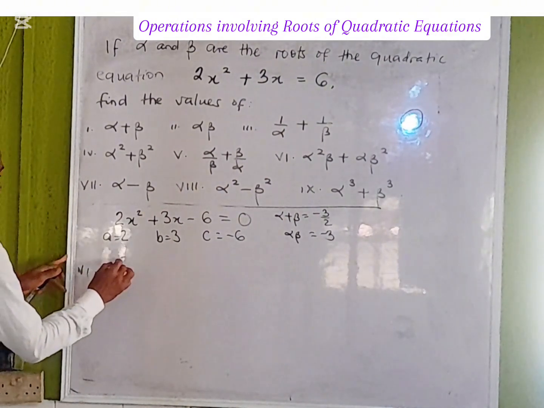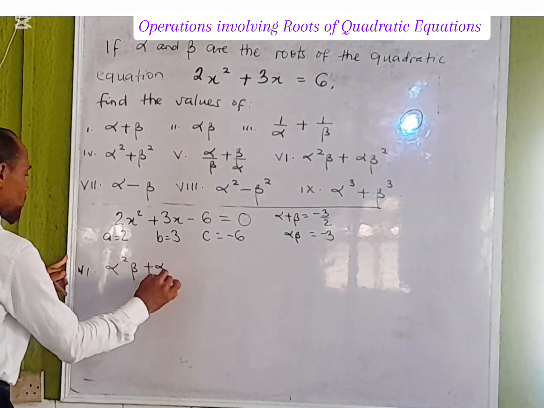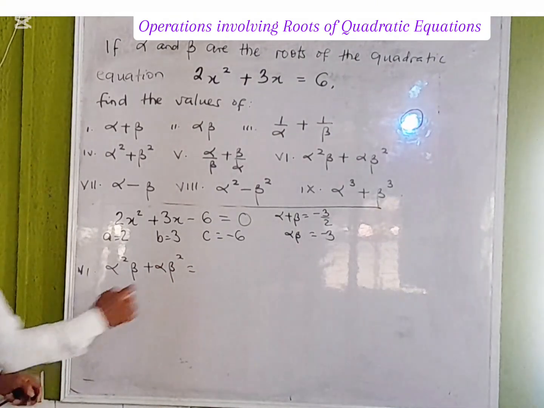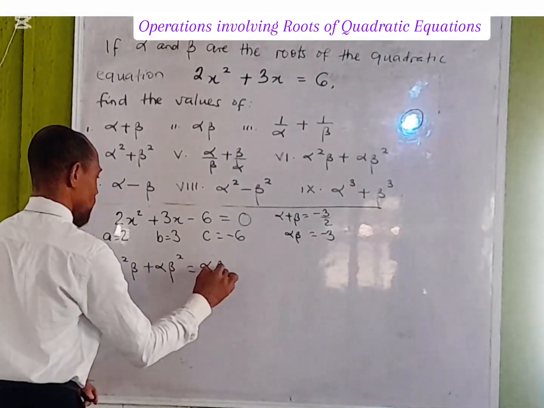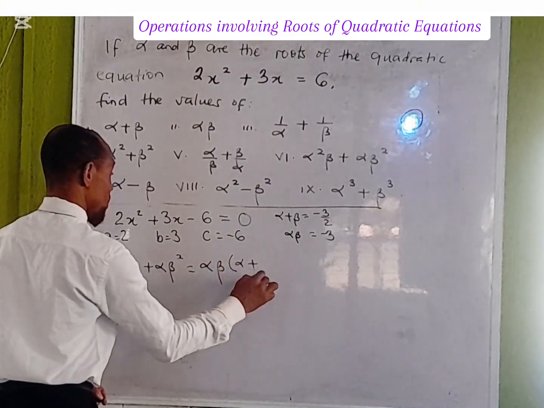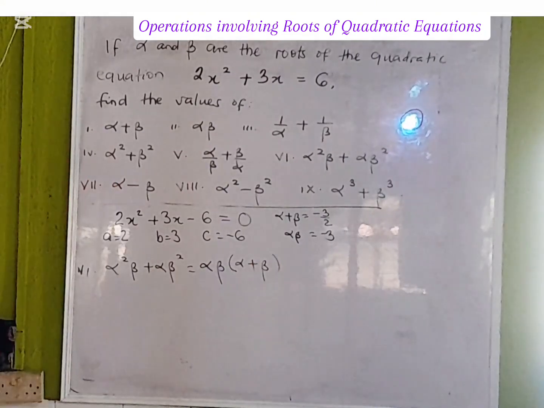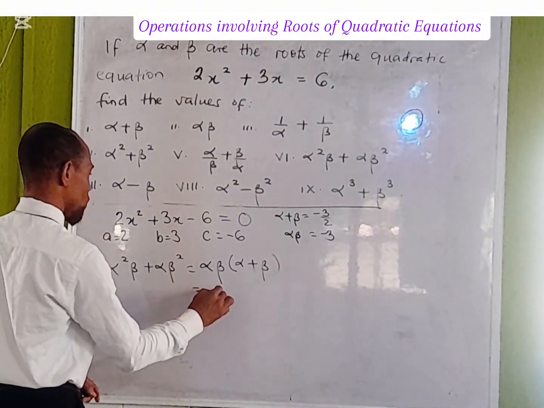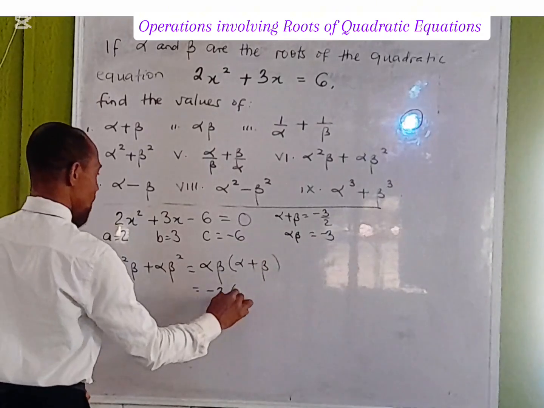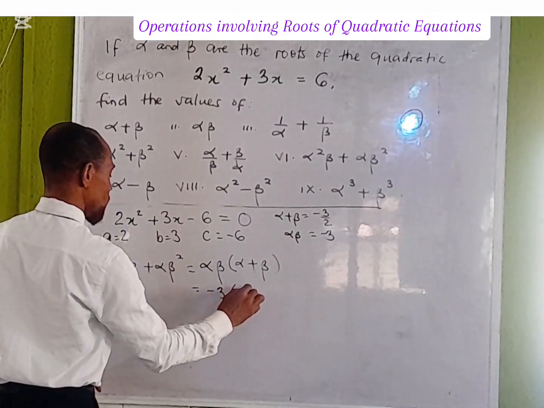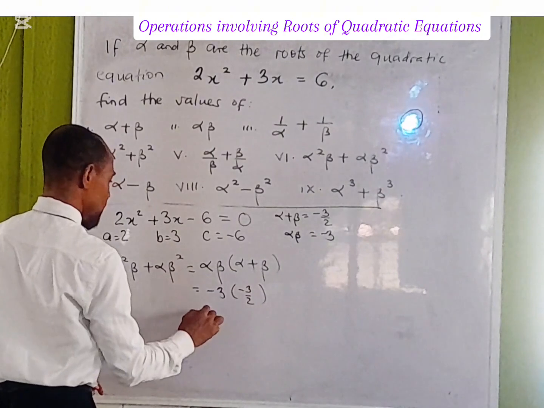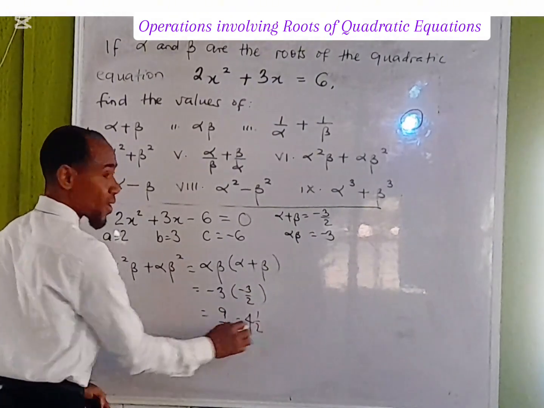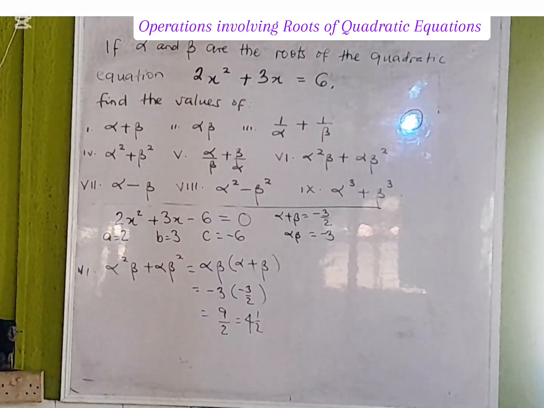Remember, whatever you do, you must express in terms of sum and or products. This is clearly not sum and products. So we have to factorize first, alpha beta, then alpha plus beta after factorizing. So alpha beta is minus 3 and alpha plus beta is minus 3 over 2. And this gives us 9 over 2 or 4 and a half. And that is number 6.